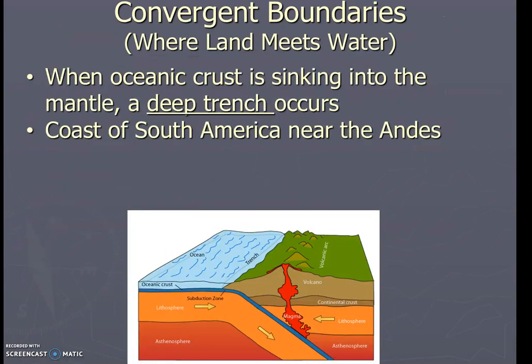Next, we have the convergent boundary where land meets water, and here we also mention the trench, when the oceanic crust sinks underneath the continental crust. An example of this type of boundary is the coast of South America near the Andes Mountains, and this is actually how the Andes Mountains formed.